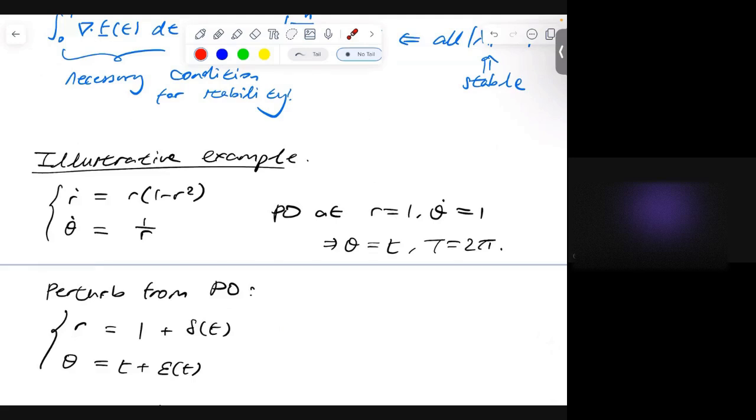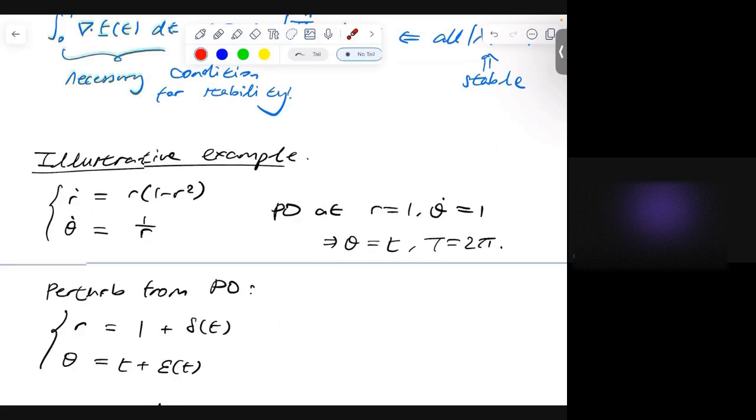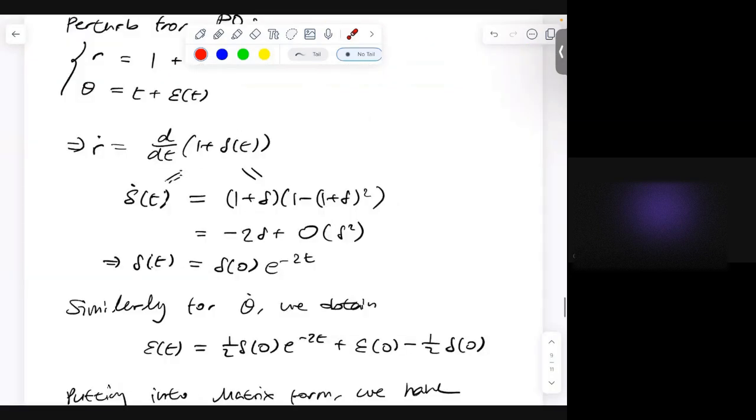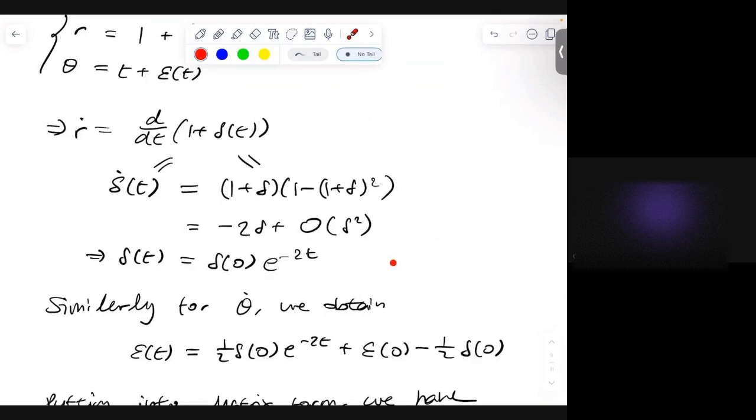So I've skipped all of the workings to find the PO, but the way you would find the PO is just to find out when r dot is equal to 0, and that happens to be at r equals 1. And then plugging that into theta dot on the PO, we have theta dot is equal to 1. But I've just skipped those workings, sorry. So this bit's all fine, right? No, it's too fast for me.